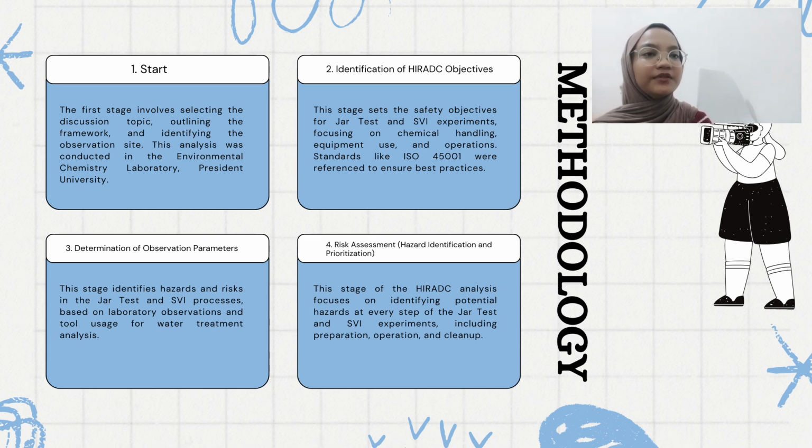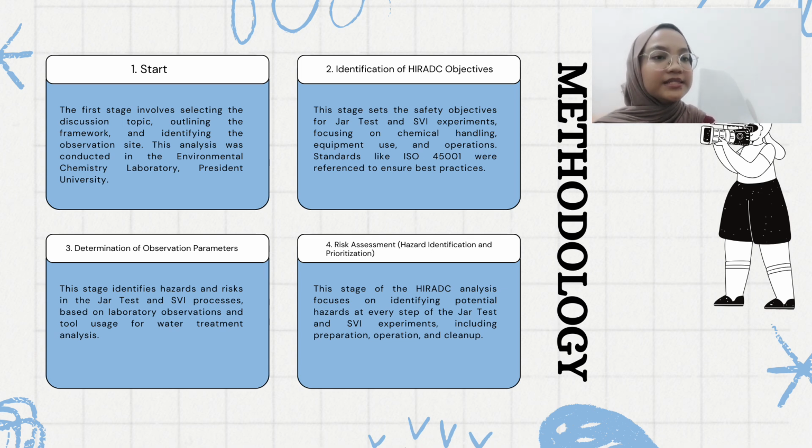The second is identification of HIRADC objective. This stage sets the safety objective for the jar test and SVI experiments, focusing on chemical handling, equipment use, and operation standards like ISO 4500 were referenced to ensure best practice. The third is determination of observation parameters. This stage identifies hazards and risks in the jar test and SVI process, based on laboratory observations and tool usage for water treatment analysis.